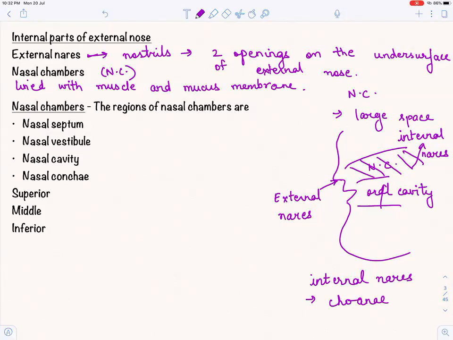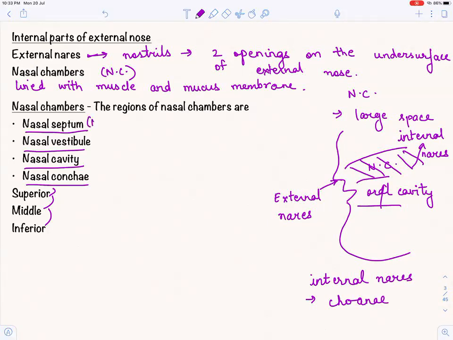First is the nasal septum. So let us study about nasal septum, right? Nasal septum, nasal vestibule, nasal cavity, nasal conchae. This is divided into superior, middle and inferior. So let us study each one in detail.